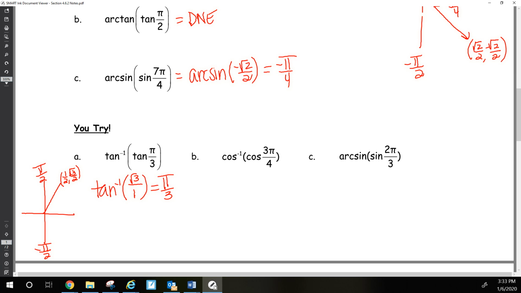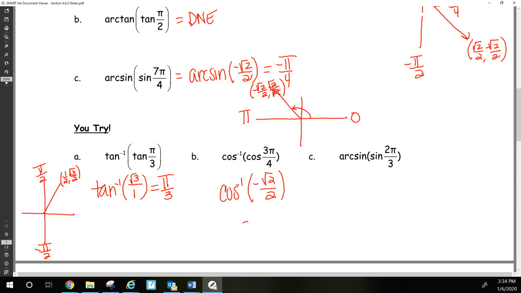Does that work for cosine in the second quadrant? Well, let's investigate. Cosine of 3 pi over 4. 3 pi over 4 is here. That's at negative square root 2 over 2, positive square root 2 over 2. All right, so cosine of 3 pi over 4 is going to be negative square root 2 over 2. So then if I ask myself, cosine inverse of negative square root 2 over 2, for what angle value is my x negative square root 2 over 2 between 0 and pi? It's going to be right back there at that same angle. So this is also just going to spit that angle right back at us.